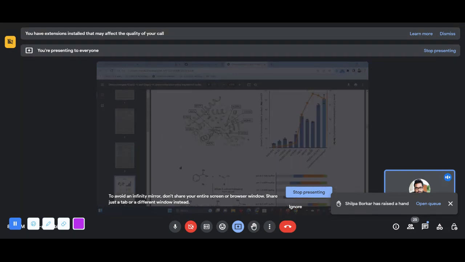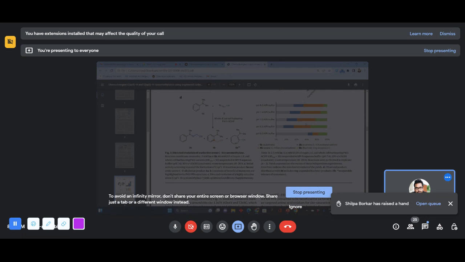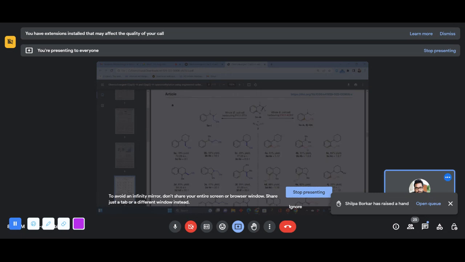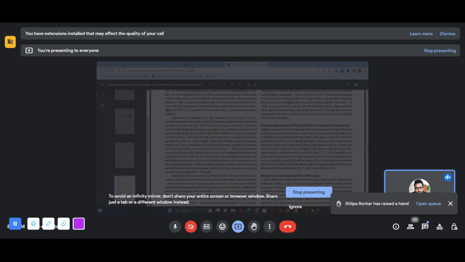Now, for the bar diagram, you can see some error bars are there. So how much data they have used, you have to mention that. You can see the research was performed in triplicate, n equals 3, and yields are reported as the means of the three independent experiments. Okay, now coming to the method section.